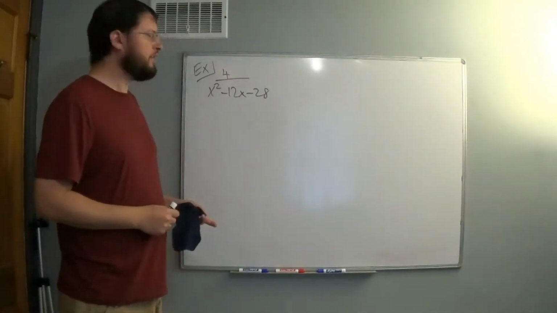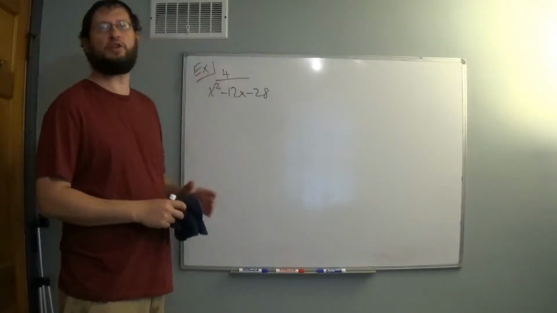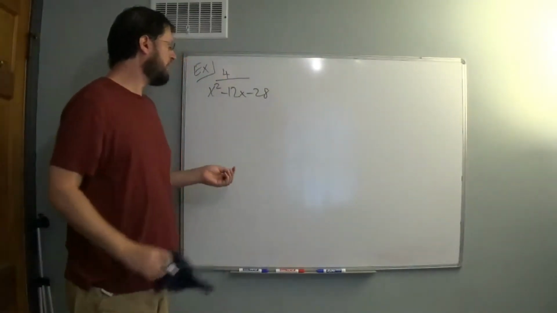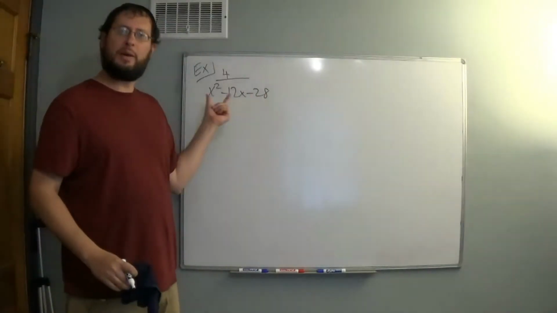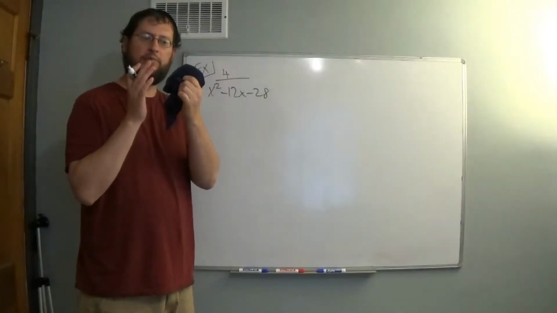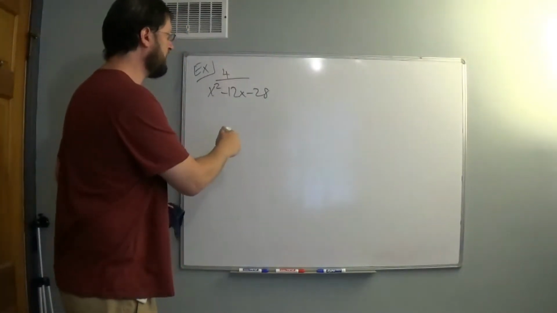Okay, so let's find the partial fractions decomposition for this polynomial. So remember, our goal is to first figure out what the denominator looks like if we factor it. We want to have a denominator which is a product of different factors. And so our first step is to factor the denominator.